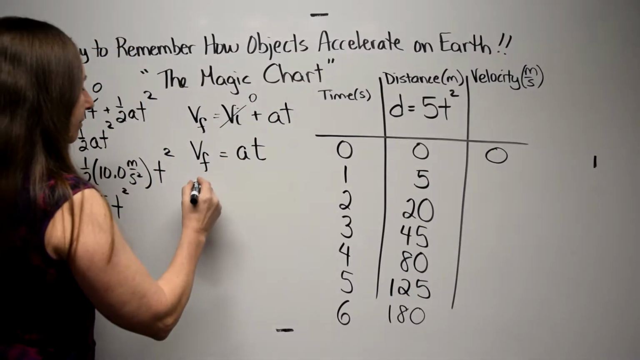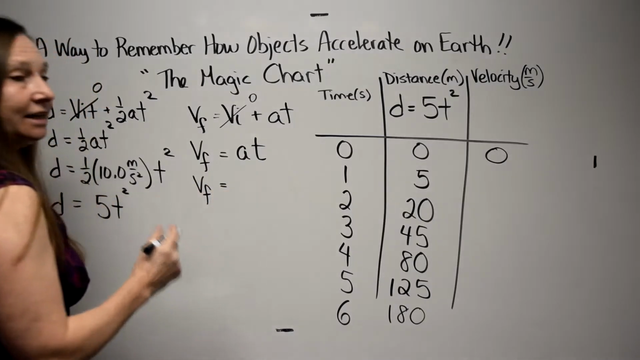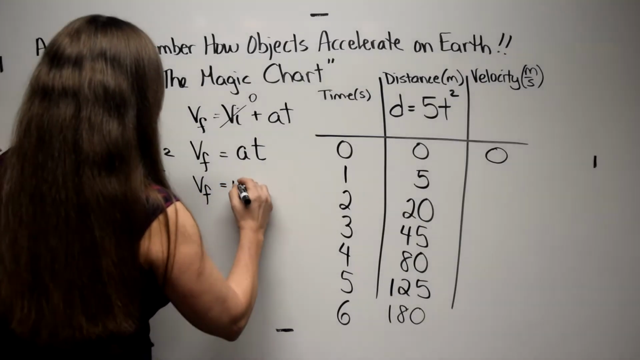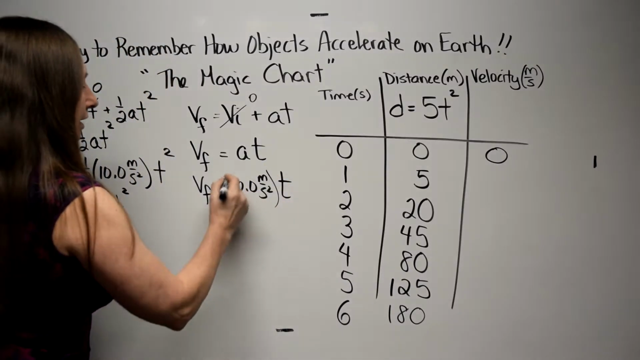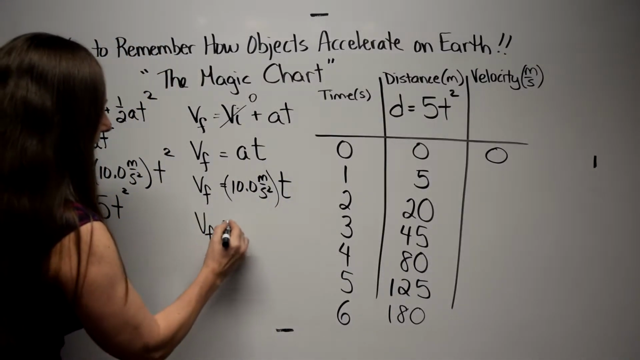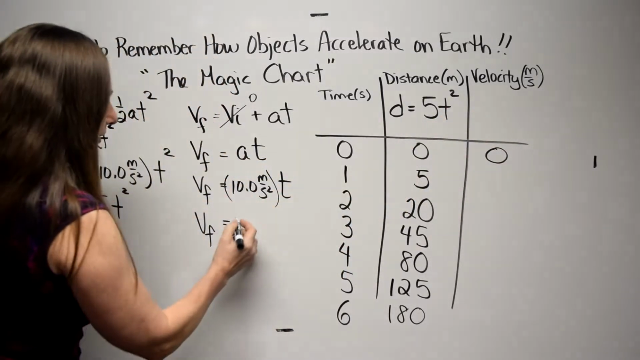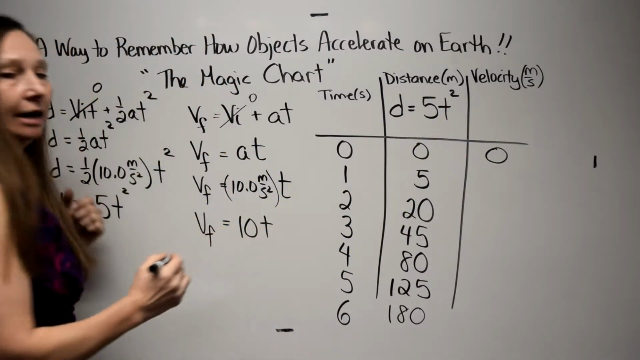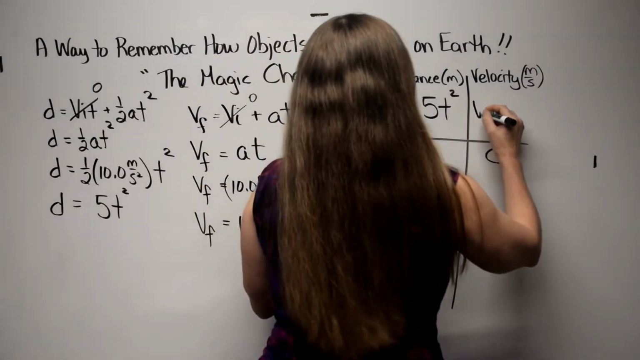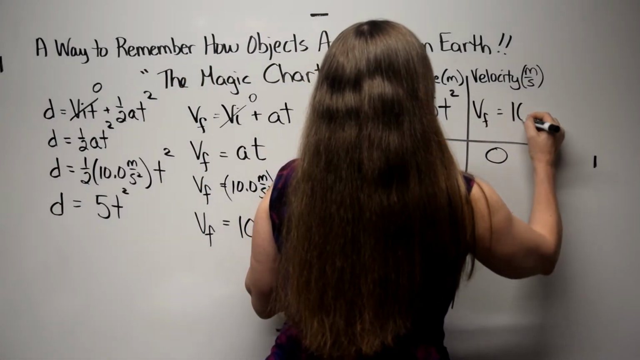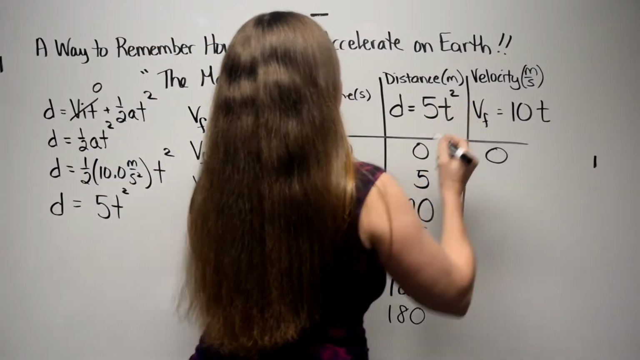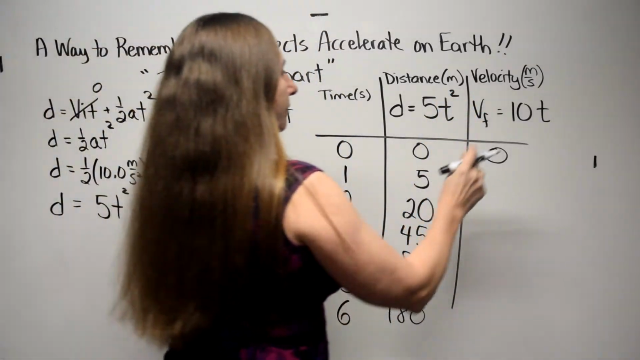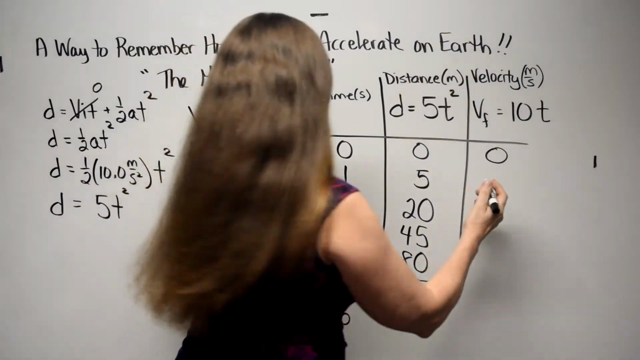Acceleration times time. We know that the acceleration is 10 meters per second squared times the time. All right? So we know that ultimately this last column here is going to be 10 times the time. So V final is going to be 10 times the time. All right, let's make a fancy t there also. Okay. All right, so after 1 second, how fast is the object falling?